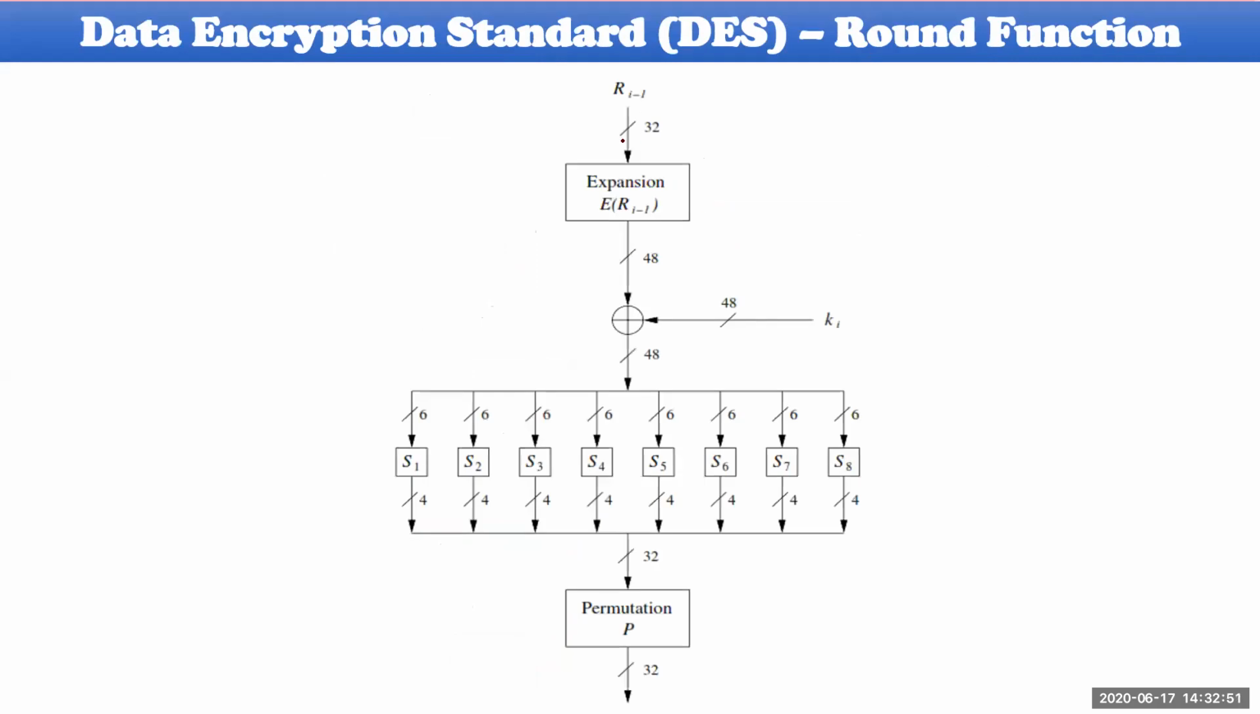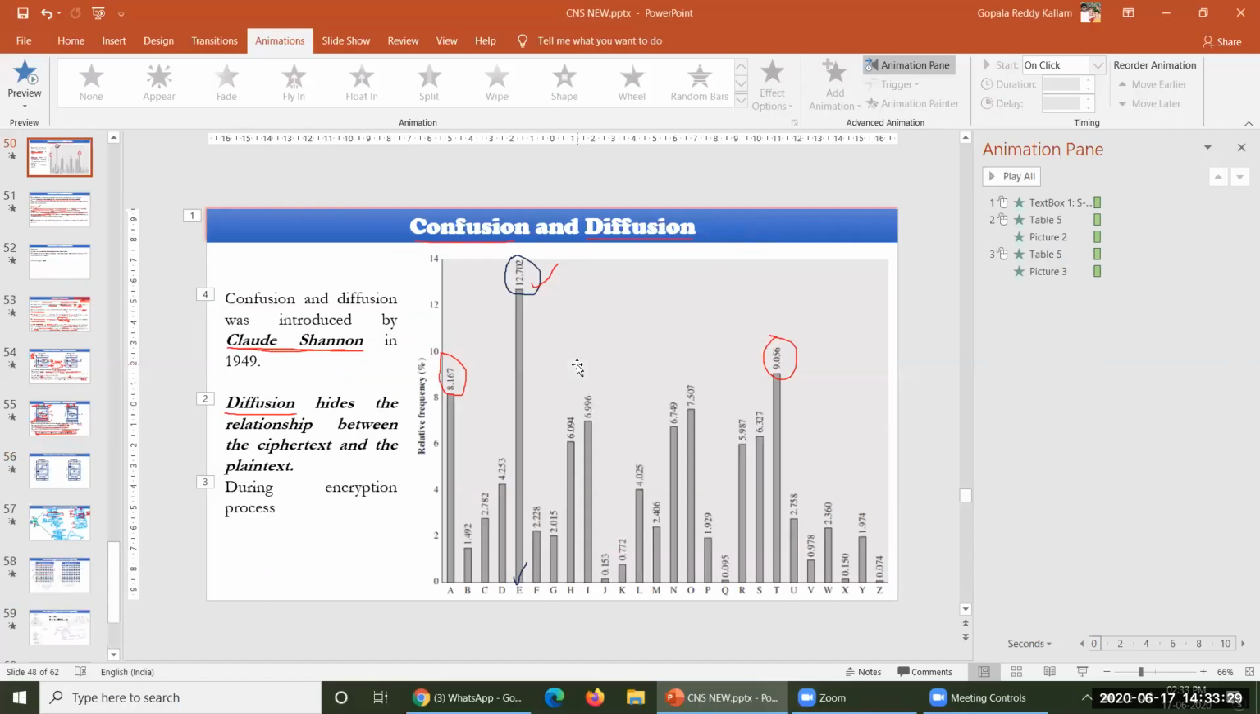Look at this. R(i-1) has 32 bits, and the key will have 48 bits, and R(i-1) will be propagated to the expansion boxes. Already I have given expansion boxes, compression boxes and straight boxes. I'll go through that particular point at this moment. Just wait for a while.